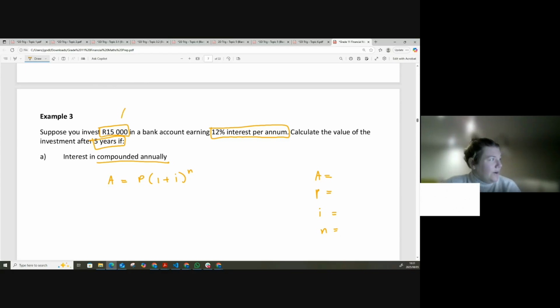We know that we are investing 15,000. So that's going to be our P, 12% per annum. So my i is 12%, or you could write it as a decimal. And I want to know the value after 5 years, which means that my n is going to be 5, with interest done every year.